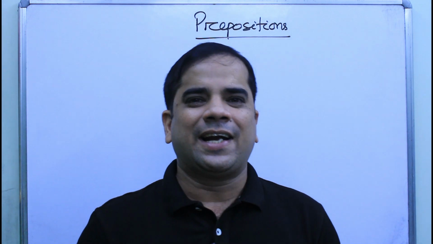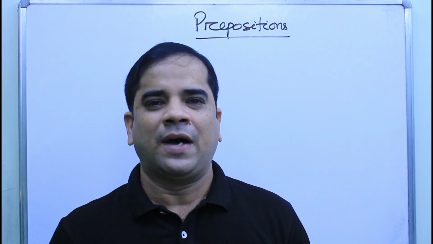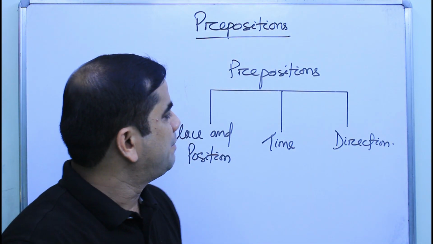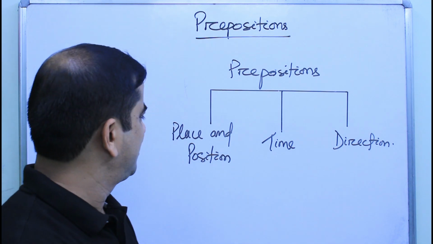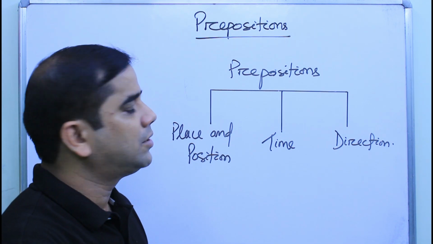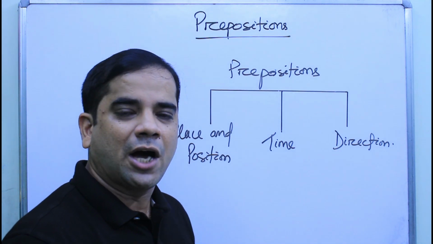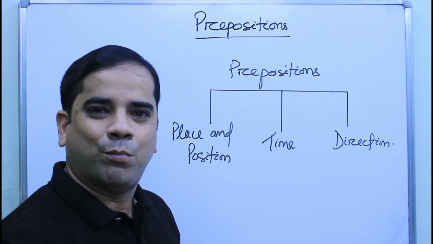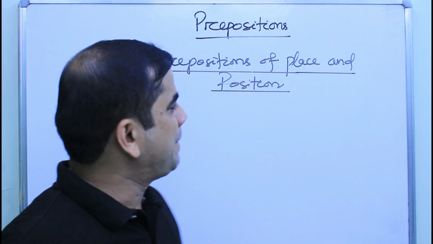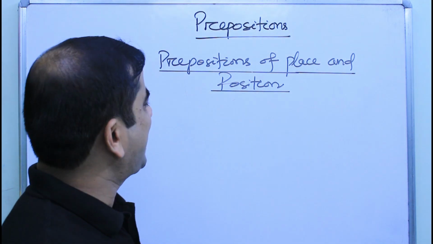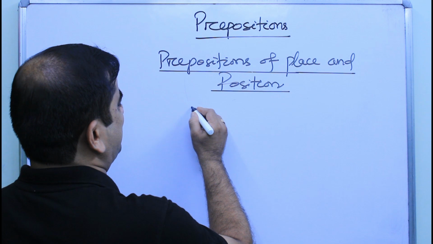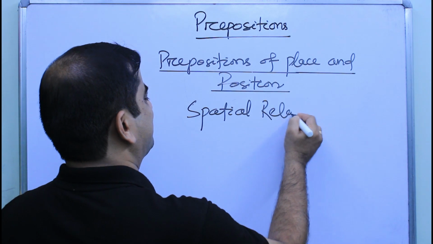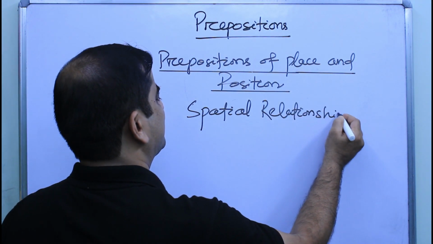Okay? So, students, let us now discuss the types of prepositions. As you can see on the board, prepositions are generally of three types. Those are prepositions of place and position, preposition of time, and preposition of direction. So, let us now discuss prepositions of place and position. Students, prepositions of place and position are also referred to as prepositions of spatial relationship.